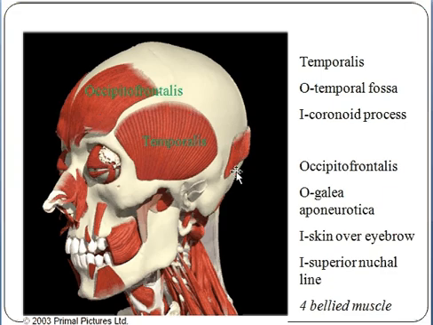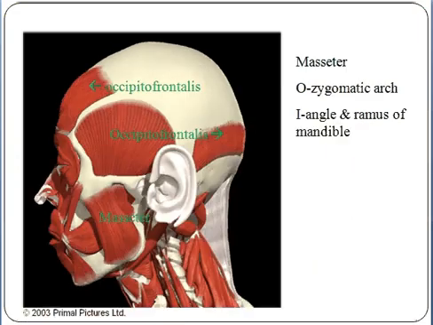This is a 4-bellied muscle. You have 2 in the front and 2 in the back. This picture shows the masseter added and its origin on the zygomatic arch and its insertion on the angle and the ramus of the mandible. In this picture you also see the small occipital muscles. This is a lateral view of the occipital muscles here, and this is the nuchal ligament.